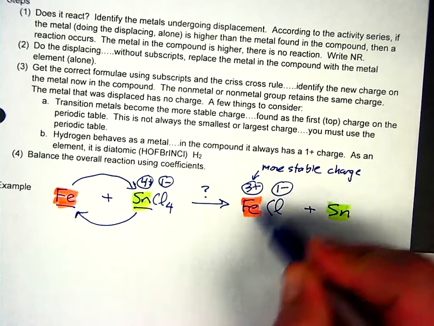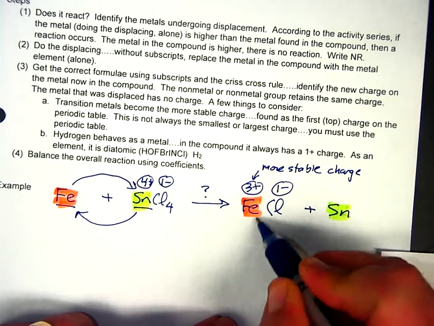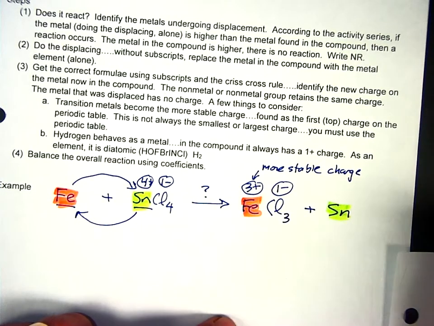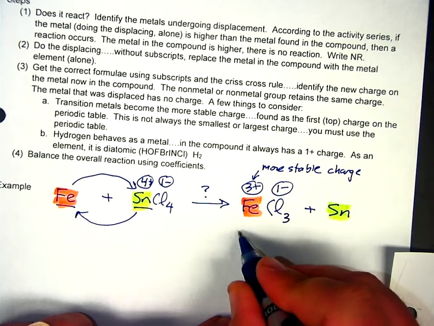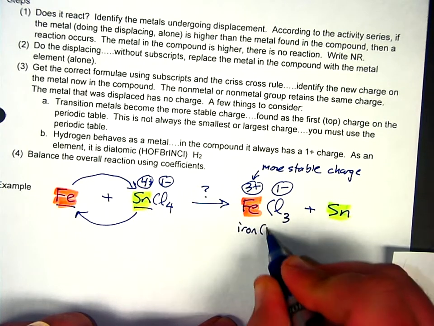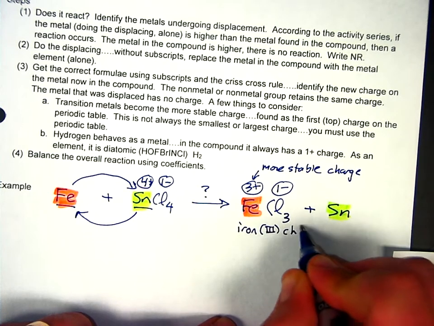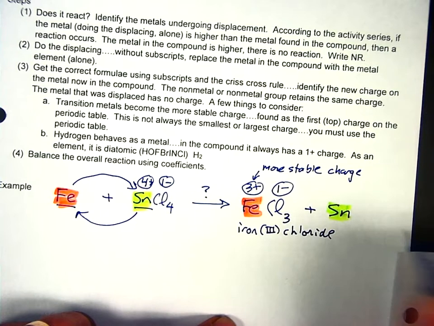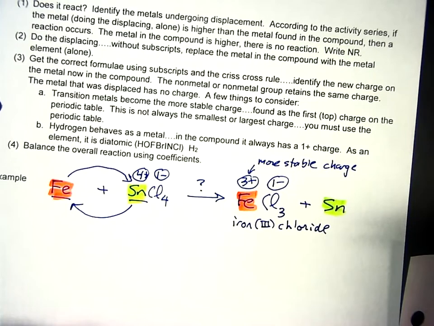Okay, so crisscross. 1 here, so I'm going to leave it. 3 there. Now I've got the correct formula. It's iron 3 chloride, and it's tin as well.